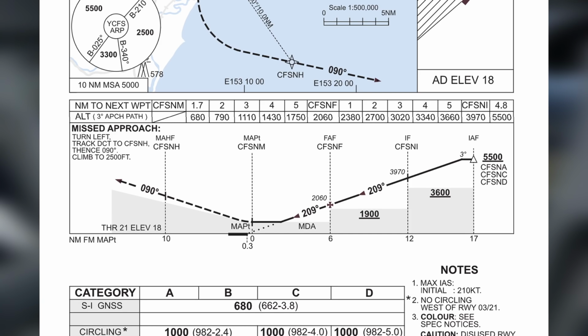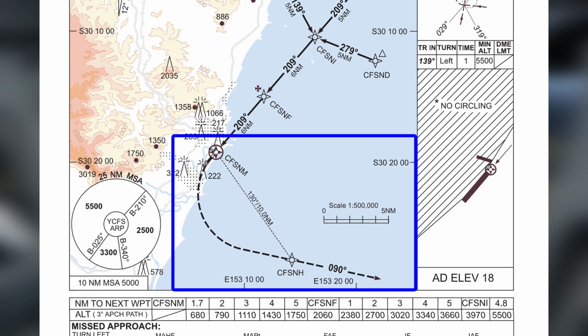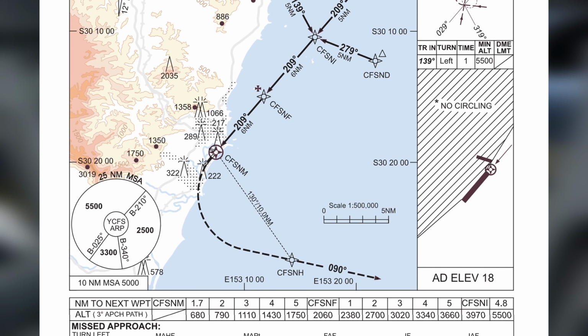Our missed approach procedure is turn left, track direct to CFSNH, thence 090, climb to 2,500 feet. And you can see on the map there the left-hand turn that you would take on track to CFSNH, and then from there 090 to 2,500 feet. So that's our basic approach, and that's how the RNAV chart reads for Coffs Harbour runway 21.